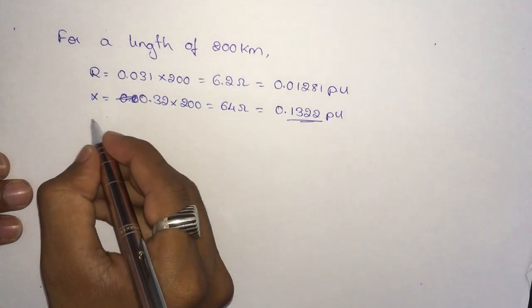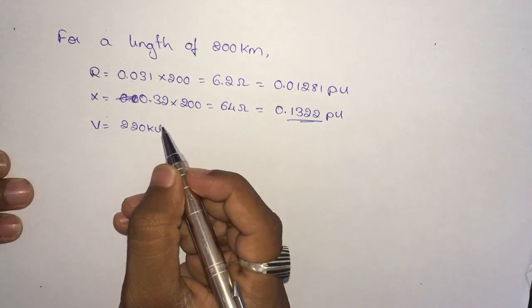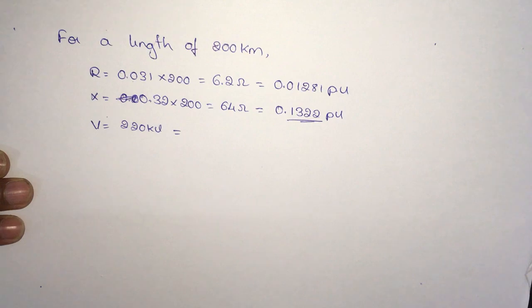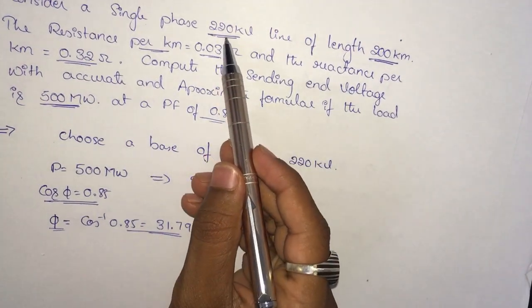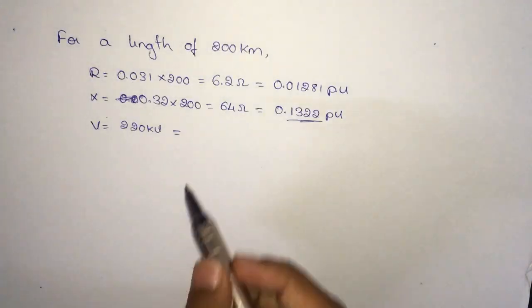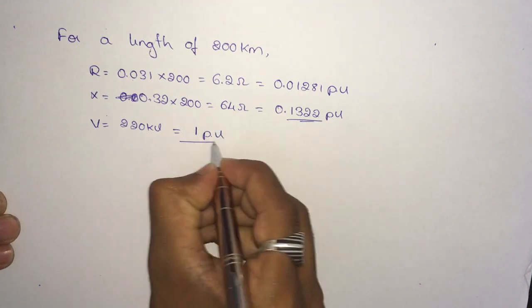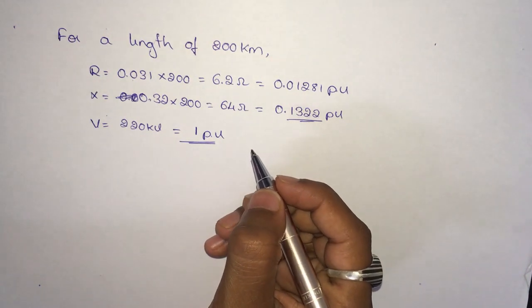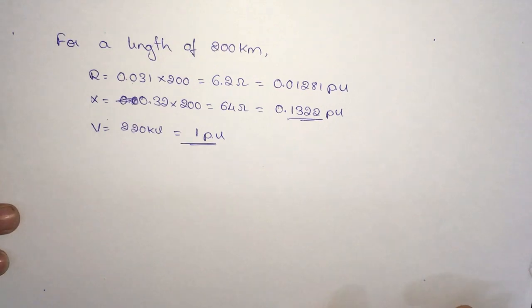The voltage V is 220 kilovolt in the given, and to convert it into per unit value, we have taken the base value as 220 kilovolt and the given is also 220. So 220 divided by 220 is 1 per unit. We got the base value of all the parameters. Now we need to calculate the sending end voltage.